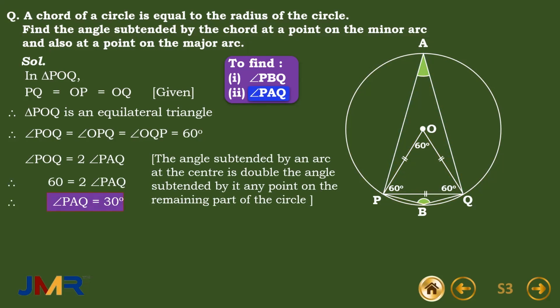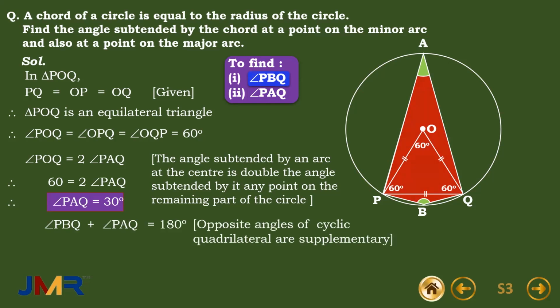As soon as we got angle PAQ is 30 degrees, let us observe the quadrilateral APBQ. The quadrilateral APBQ is cyclic. Why? Because all the vertices lie on the circle. Therefore, the sum of the opposite angles is 180 degrees. Therefore, angle PBQ plus angle PAQ is equal to 180 degrees. Therefore, angle PBQ is equal to 180 minus 30, that is equal to 150 degrees. Hence, we find the required things.